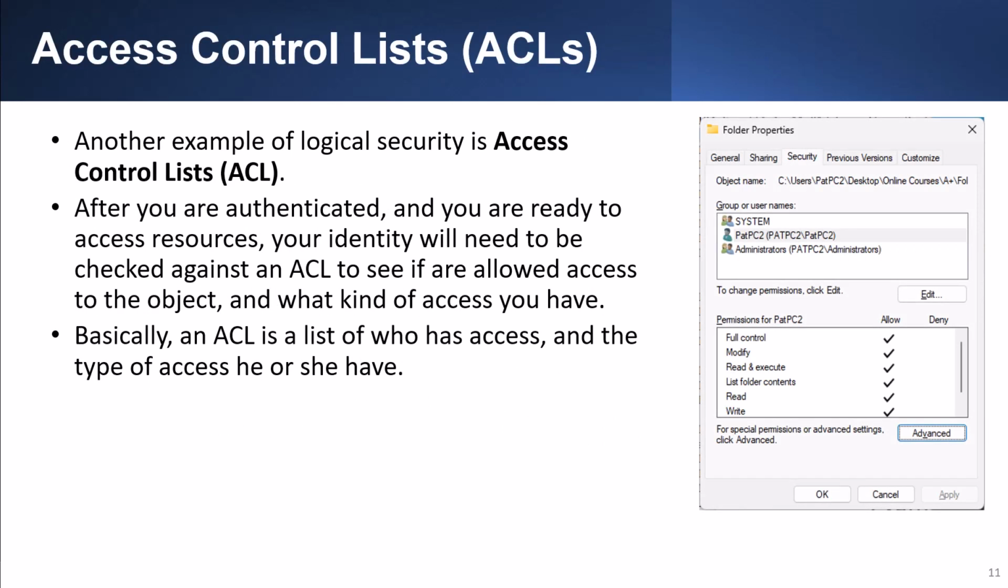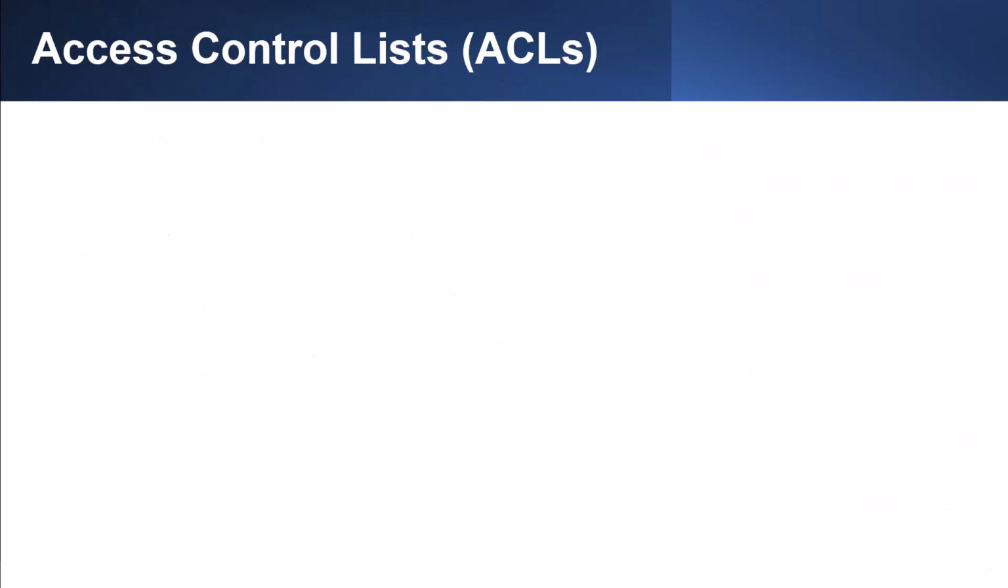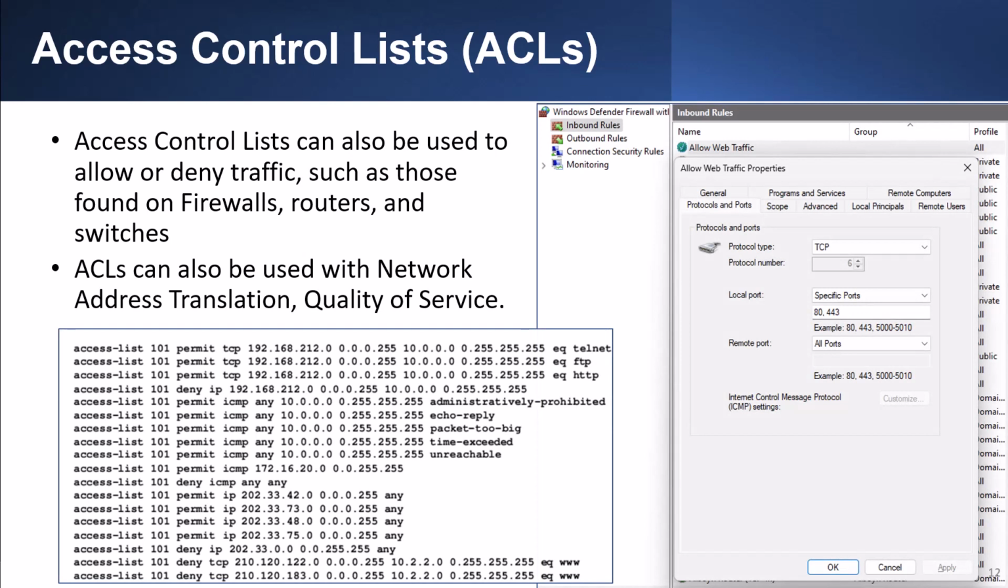Another example of logical security is Access Control List, or ACL. After you're authenticated and ready to access resources, your identity will need to be checked against an ACL to see if you're allowed access to the object and what kind of access you have. Basically, an ACL is a list of who has access and the type of access he or she has. Access control lists can also be used to allow or deny traffic, such as those found on firewalls, routers, and switches. ACLs can also be used with network address translation and quality of service.